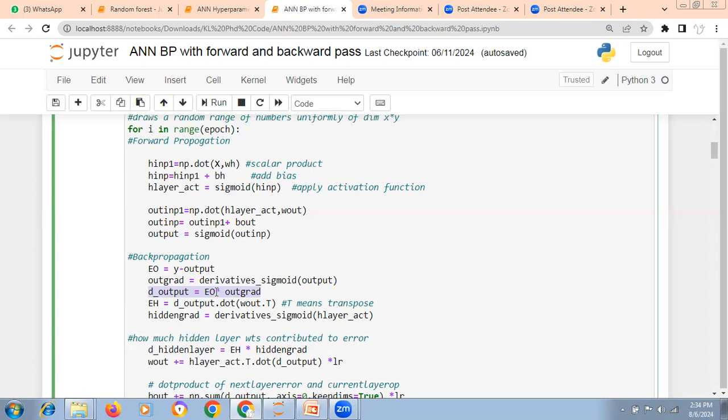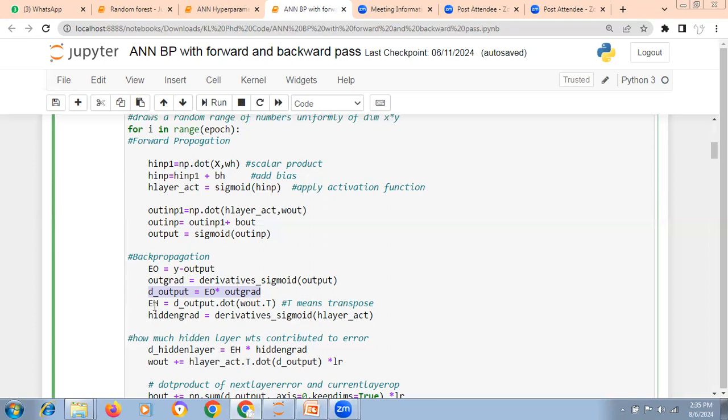Now, this error at the output layer will act as an input to calculate the error at the hidden layer. So that is what we are doing. First, we should find out the transpose of the weights which are connecting the output layer to the hidden layers, because we are moving in the reverse direction. So the rows and columns should be reversed. Then apply the derivative on the output which is available at my hidden layer.